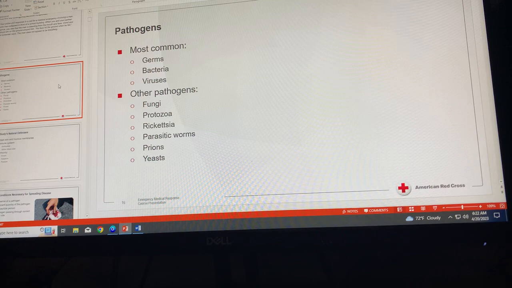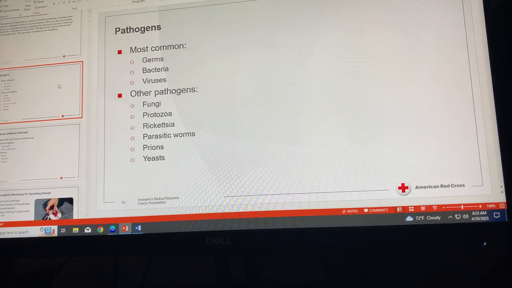Okay, so now we'll look at a few other pathogens. Maybe some pathogens that we don't encounter as often. So here we have fungi. So that'll be athlete's foot, ringworm, and things like that. And then we have protozoa. We have malaria, dysentery. Those are a few.